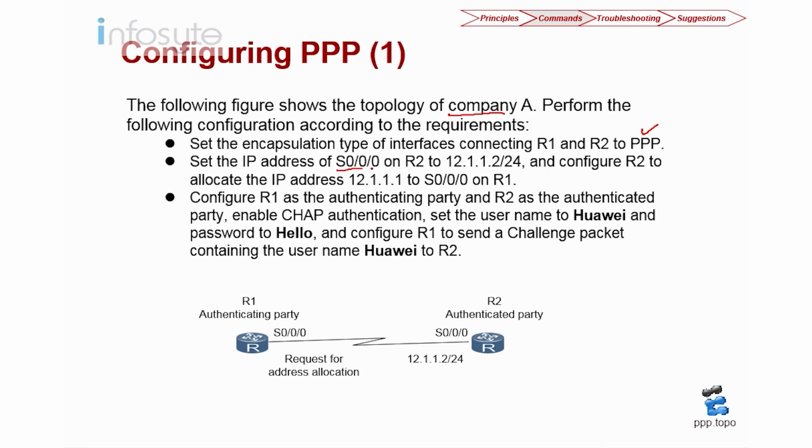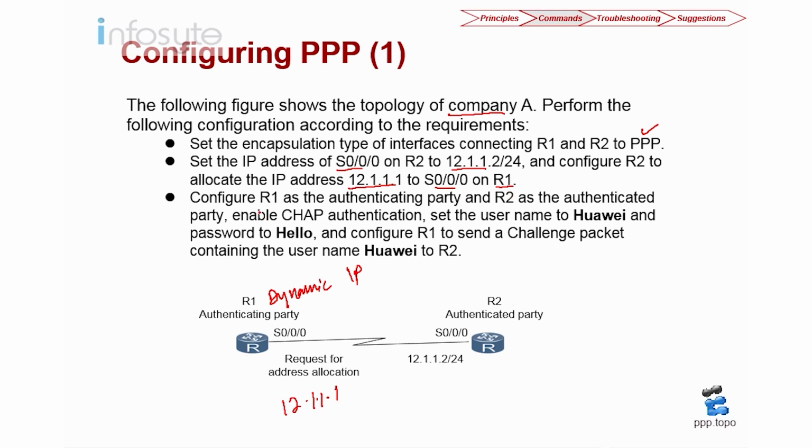Next, set the IP address of S0/0/0 of R2 to 12.1.1.2, and configure R2 to allocate 12.1.1.1 to R1. Which means that on R1 I will use a dynamic IP. Assuming that R2 is the one who assigns the IP, the IP that you are going to assign to R1 will be 12.1.1.1. Remember that in PPP we can do both static and dynamic negotiation.